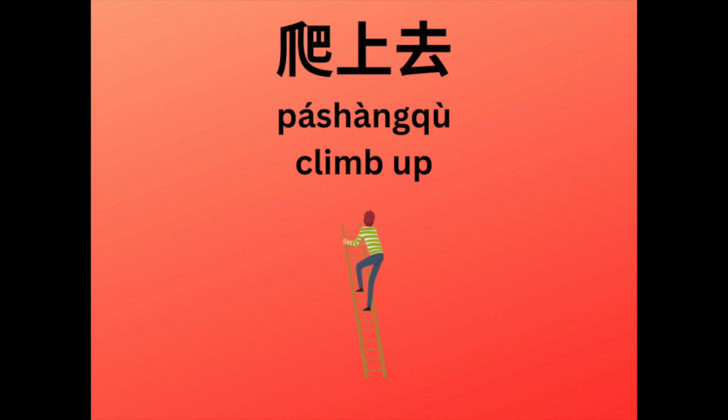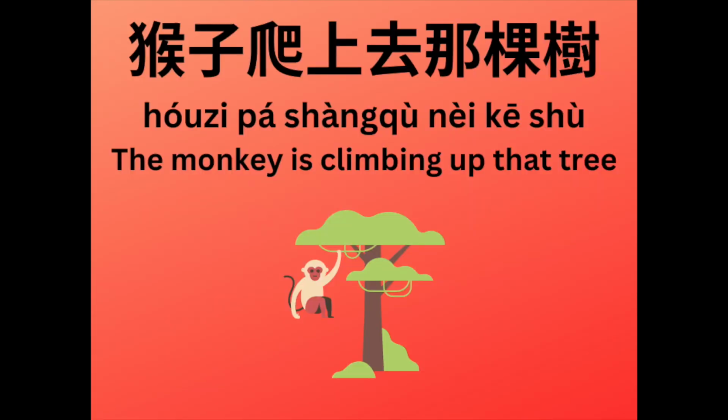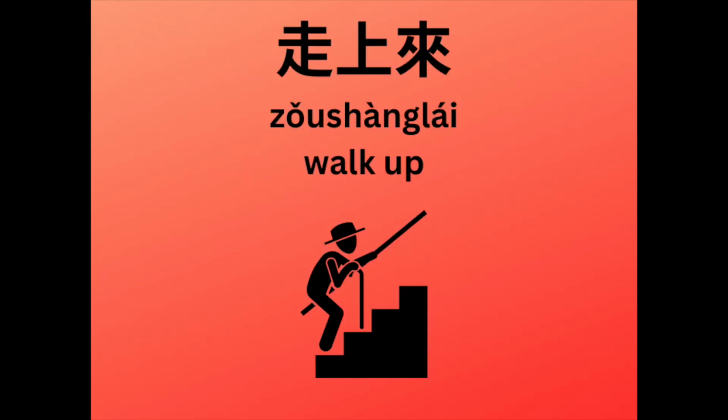So 飞过来. Then to go up and to go down. 上去. Let's try climb. That's a good one. 爬上去. To climb up. 猴子爬上去哪棵树? The monkey is climbing up that tree. Then 上来. Let's try walk again. 走上来.